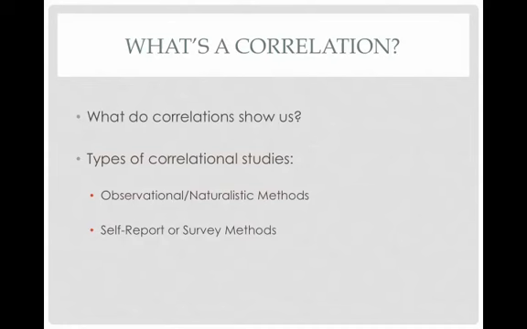So some types of correlational studies include observational or naturalistic methods, and this is where social psychologists would actually do things like looking at archival research, meaning they look at recorded data that's been used for a different purpose like census or just recording crime rates in a neighborhood or looking at temperature trends when we're looking at the weather.